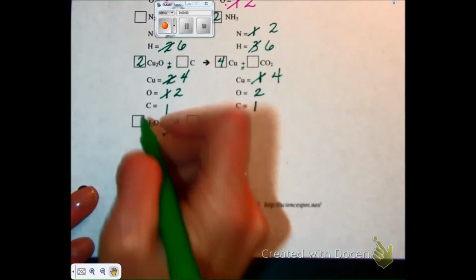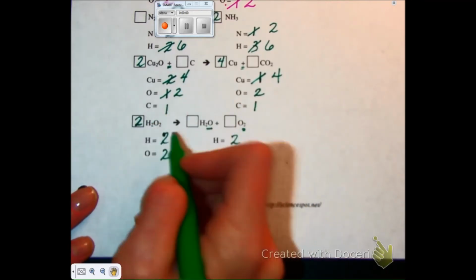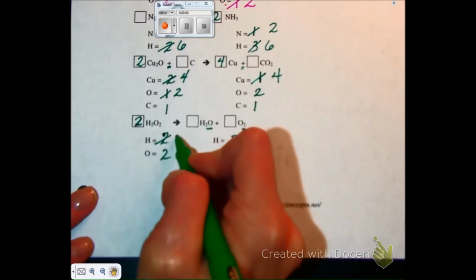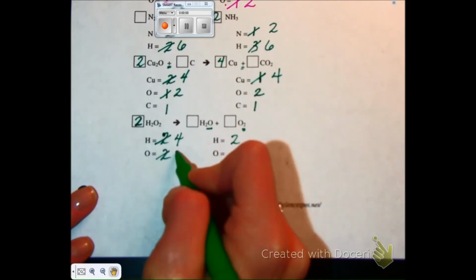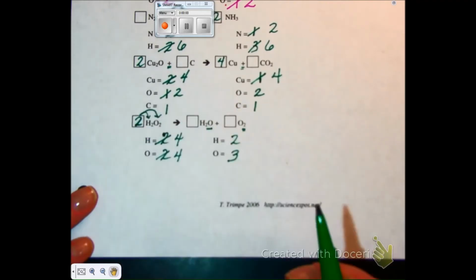So let's try that, Patrick. Okay, let's recount. How many hydrogen now? 4. Very good. And how many oxygen? Because this coefficient applies to everything after. Okay.